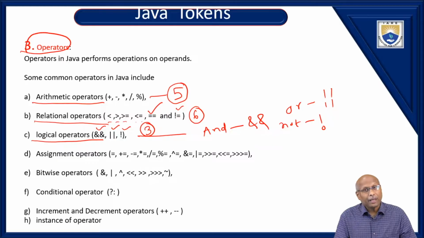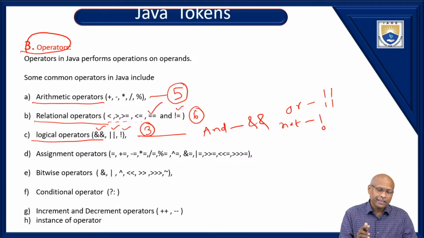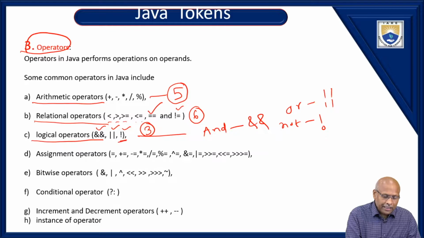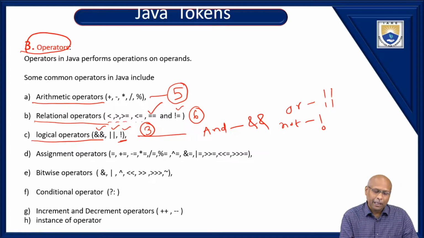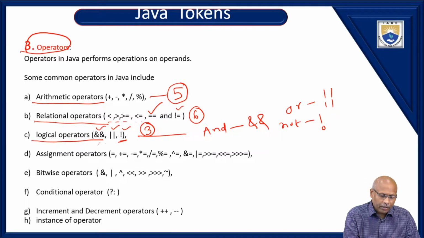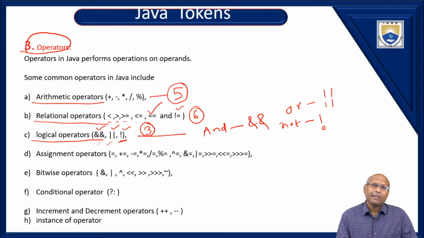And out of 3 logical operators, how many are unary and how many are binary? Unary means which takes a single operand. Binary means which takes 2 operands. So here, not is unary. It depends on a single operand, whereas and, or take 2 operands. That's why they are binary operators. Fine. Anyway, we'll use these operators in the program. So try to know what the operators are.